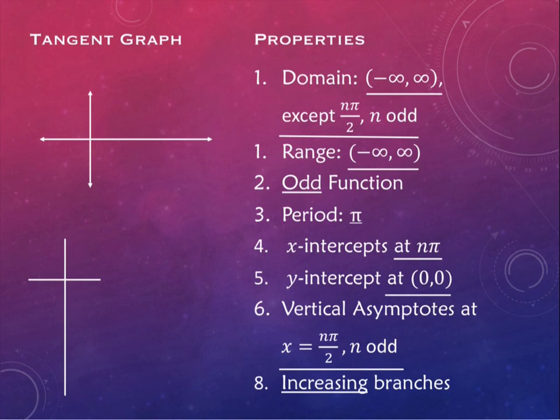And then remember back above, it said that the domain is except n pi over 2, where n is odd. The reason that doesn't actually happen in the domain is because we have vertical asymptotes there. So that's number 6. This one should say 7.